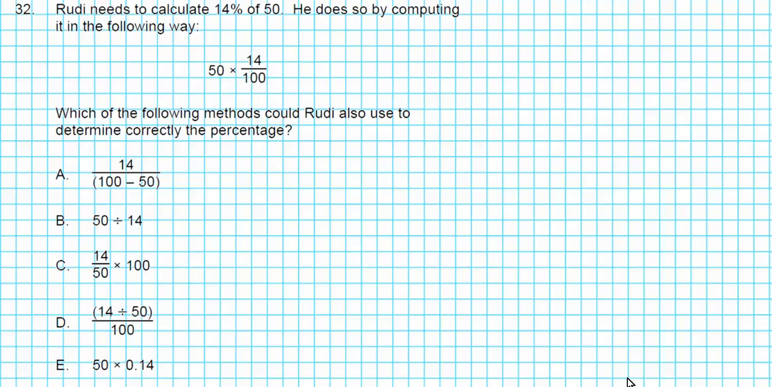All right, let's take a look at number 32. It says Rudi needs to calculate 14% of 50. He does so by computing it in the following way, 50 times 14 over 100. Which of the following methods could Rudi also use to determine correctly the percentage? So we want to rewrite 50 times 14 over 100 in a different format.